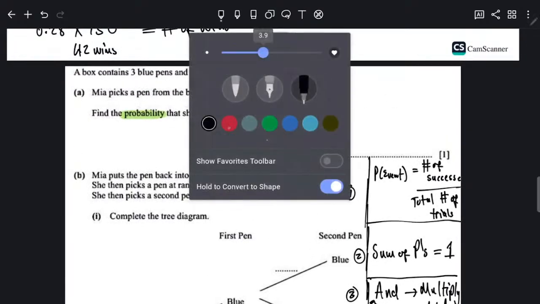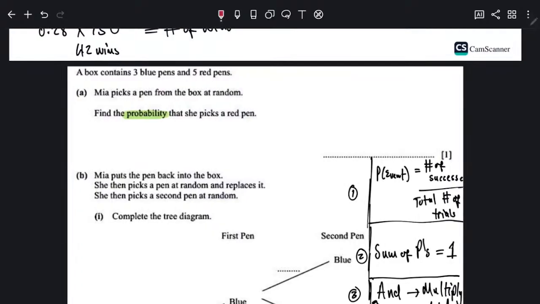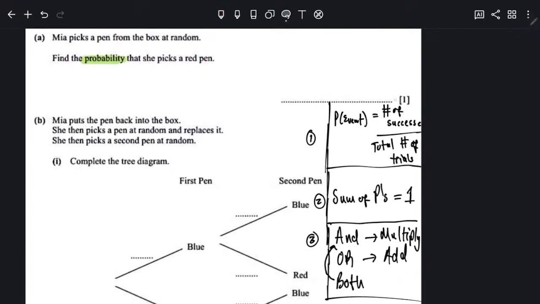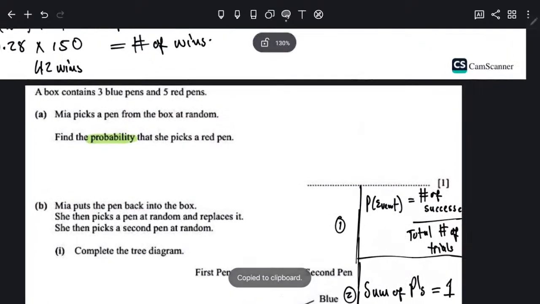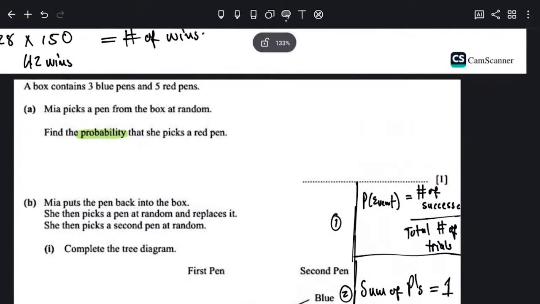Let's do this question. I'm going to copy these 3 methods. We're going to be putting them every time we're about to answer a question. We're going to make sure we have these, okay? All right, now let's find the probability. This is the question. Find the probability that she picks a red pen.